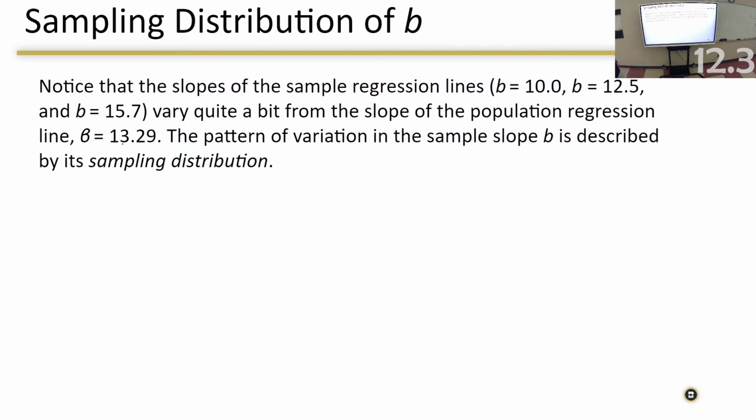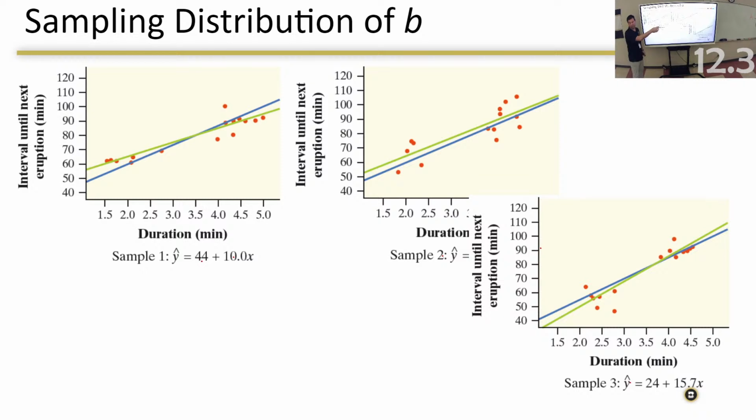The pattern of the variation in the sample slope is described by its sampling distribution. So we got a little bit of these sample distributions, right? And if I did this over and over and over again, right now I have a distribution of just 3 samples. If I did it over and over again, I'd have a sampling distribution of all these slopes. Again, just soak all that stuff up. It's previous knowledge, but we're just tying it together.